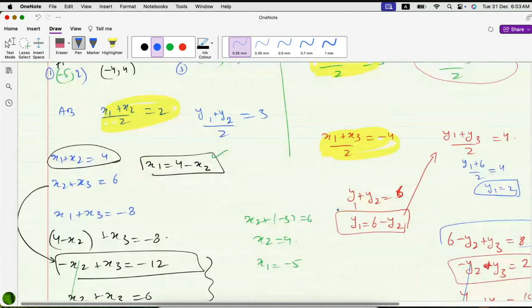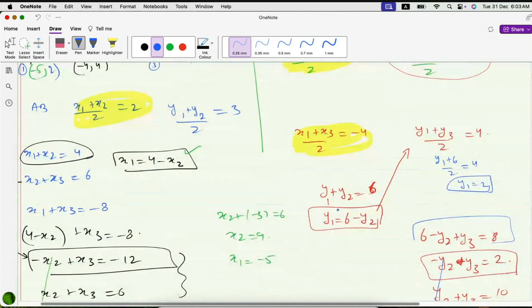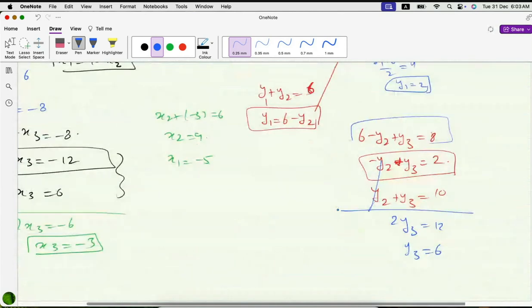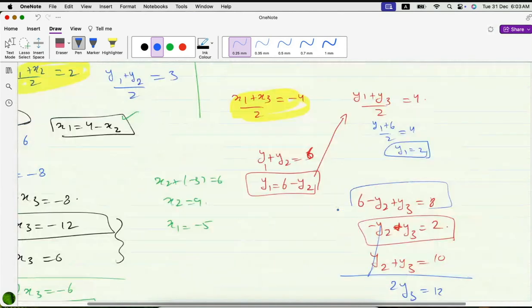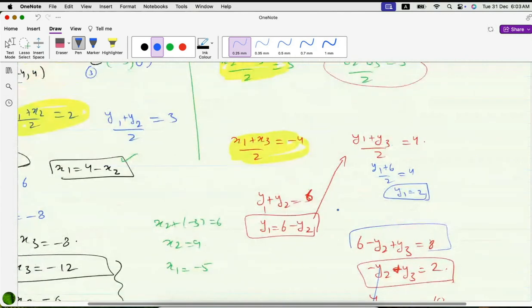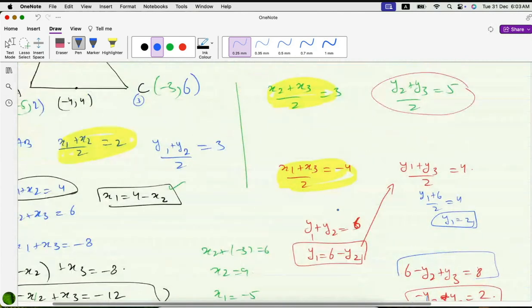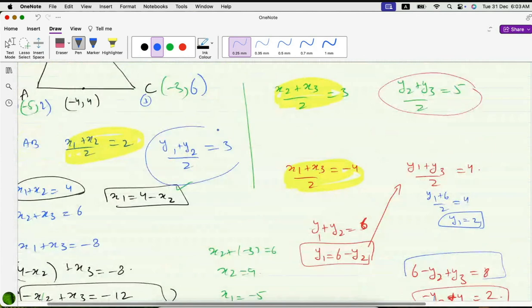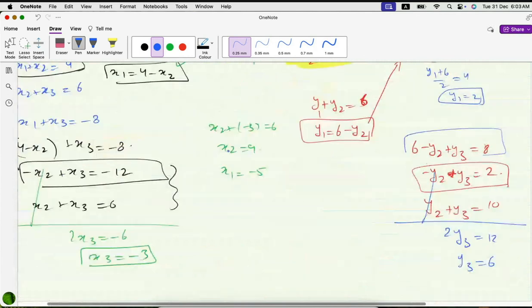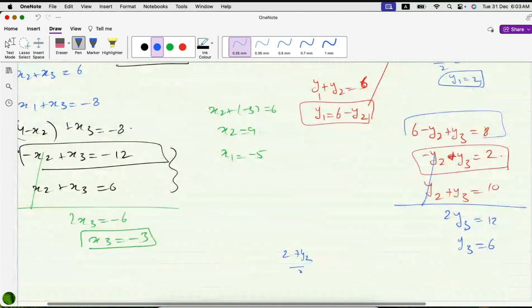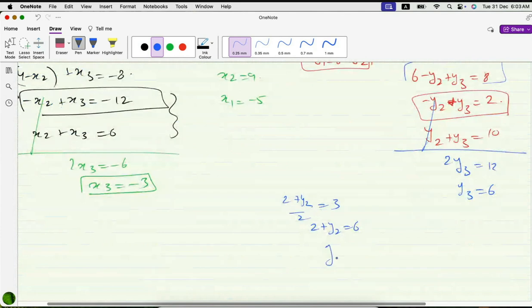And when y1 is 2, y3 is 6. What is left? y2 is left. I'm using this equation. We have y1 as 2 and y2 is unknown. So (2 plus y2) by 2 is equal to 3. 2 plus y2 is equal to 6. y2 is equal to 4.